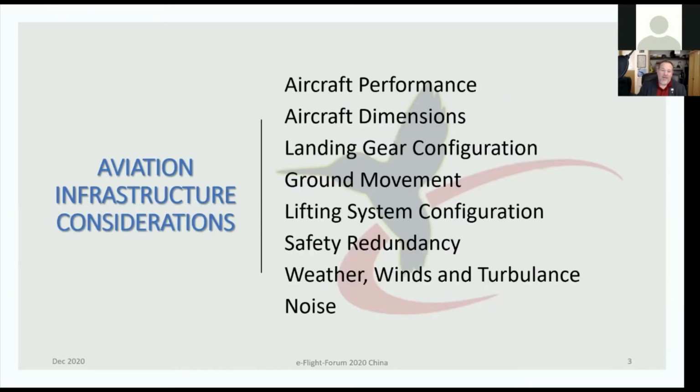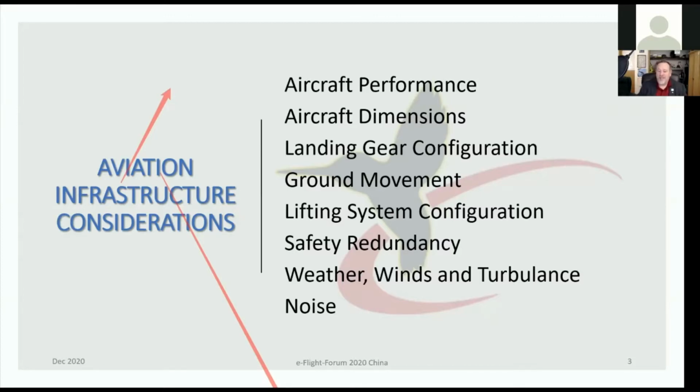In infrastructure, some of the considerations that we're very in tune to are aircraft performance being one very specific piece, given that there are so many different types and modified aircraft. Things that drive the infrastructure design are definitely aircraft performance, the dimensions of the aircraft itself, and the landing gear configuration. How does the aircraft move on the ground? Is it going to be self-propelled? Is it going to move on its own power? Is it going to have multiple lifting system configurations?